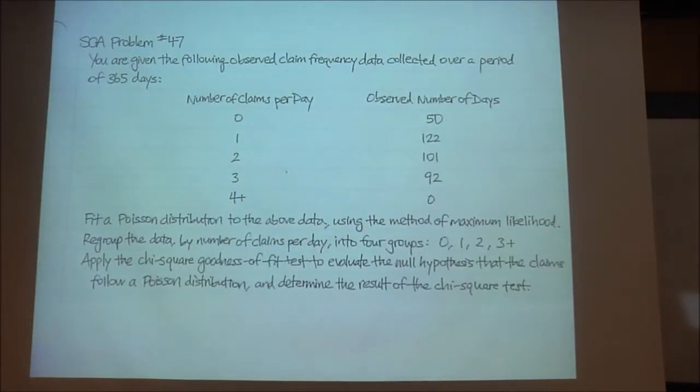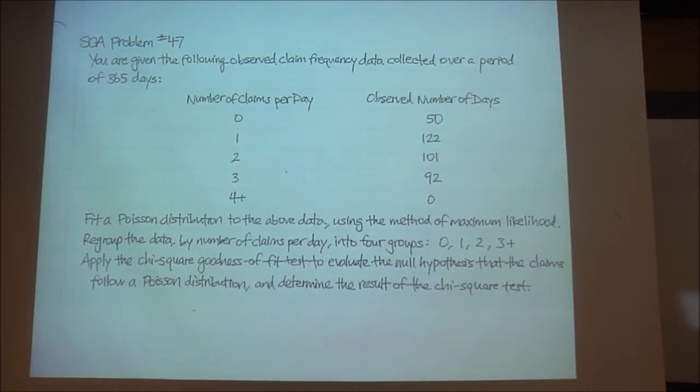All right, so for our last example problem in this presentation, we're going to do SOA problem number 47, which has to do with fitting a specific distribution to the data you're given. So the problem is as below. You're given claim frequency data over a period of a year, and they give you 0, 1, 2, 3, or 4 plus claims with a certain observed number of days for each.